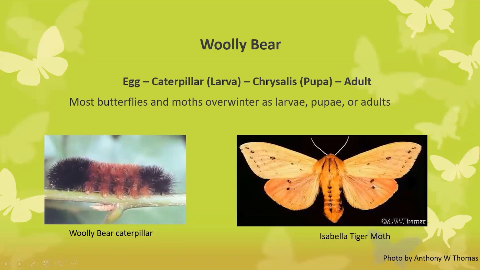So most butterflies and moths can overwinter as larvae or pupae or adults. You might have seen the woolly bear caterpillar in the garden. This is the youngster of the Isabella tiger moth.